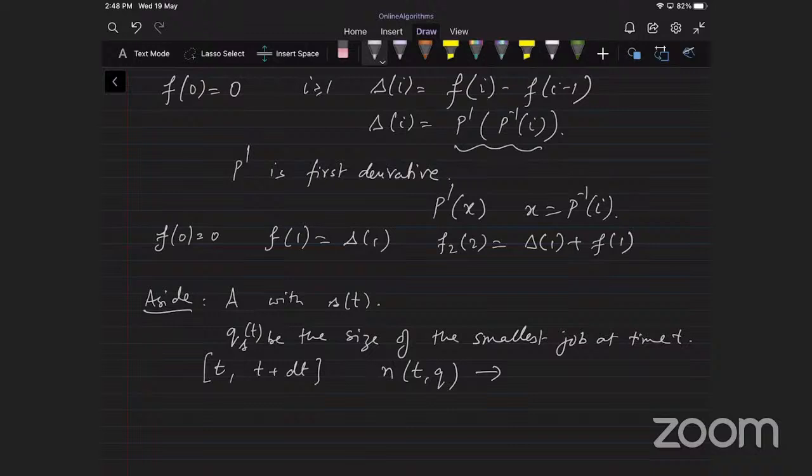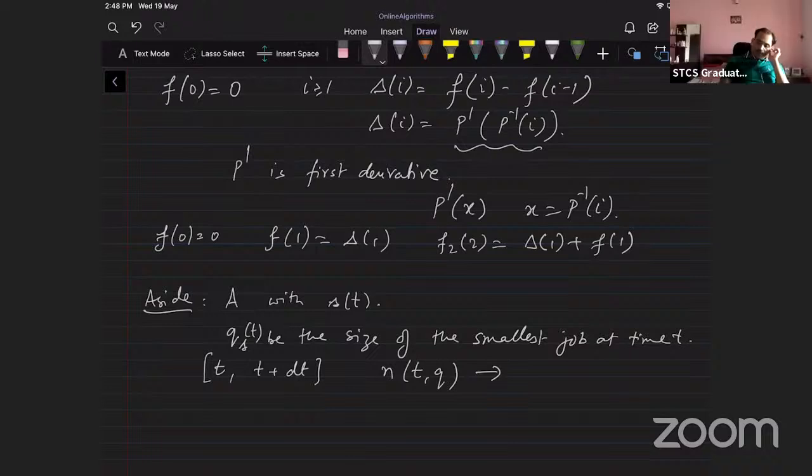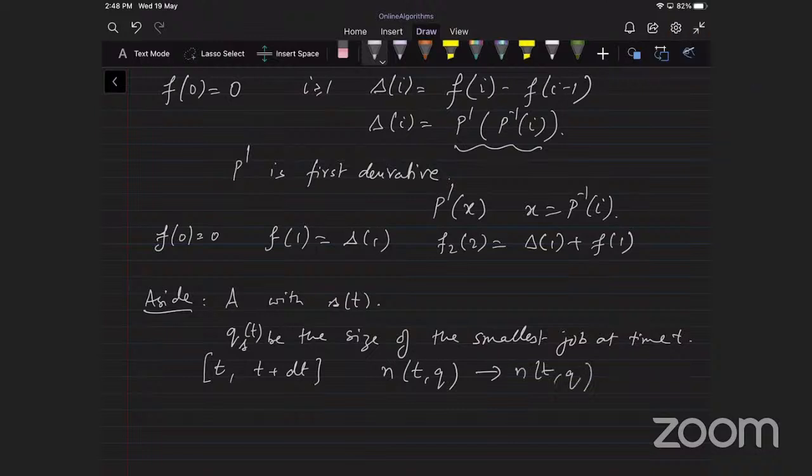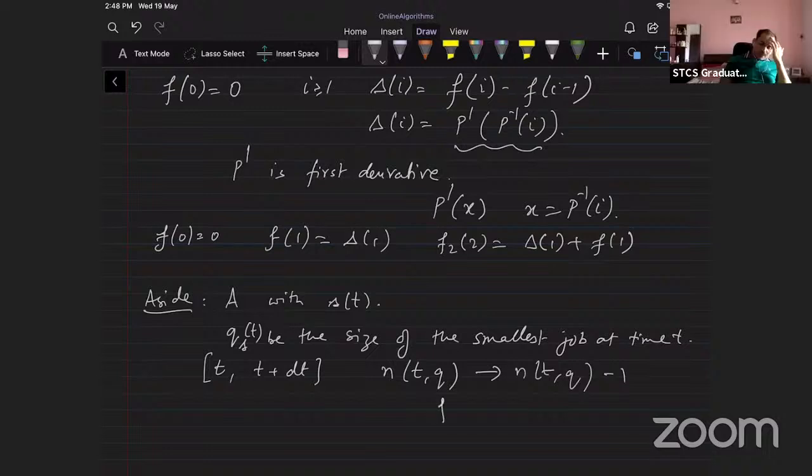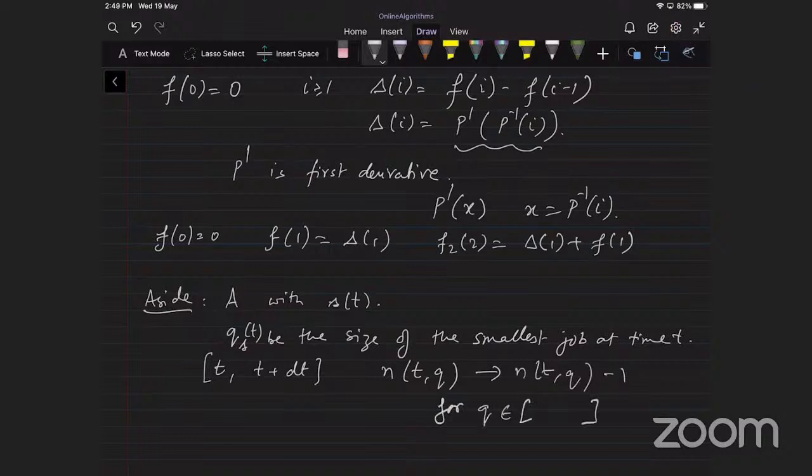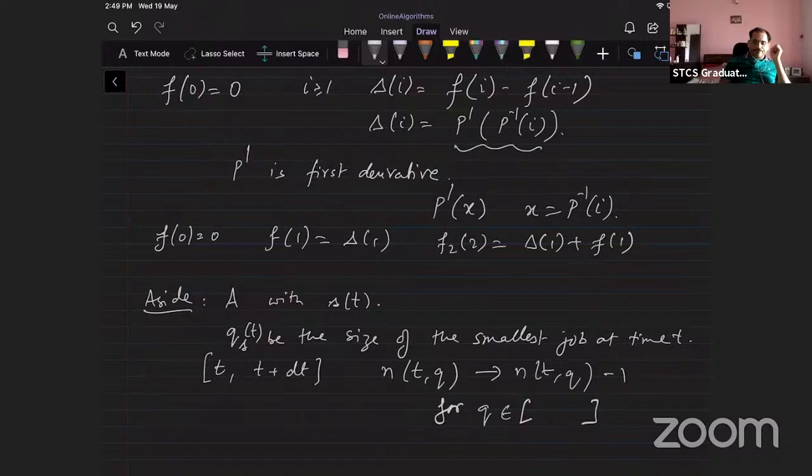Q is greater than Q_S(t) minus S times dt. Sorry. If q is greater than Q_S(t) minus S times dt. Okay, I have written half the answer for you. So just tell me for what interval of q does N(t,q) become N(t,q) minus 1?